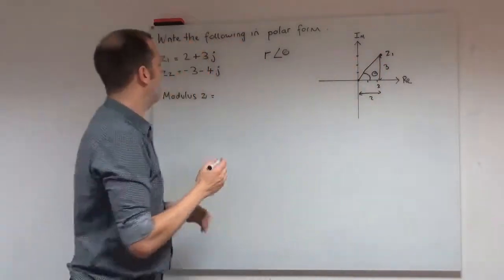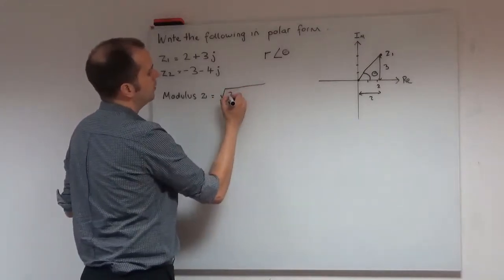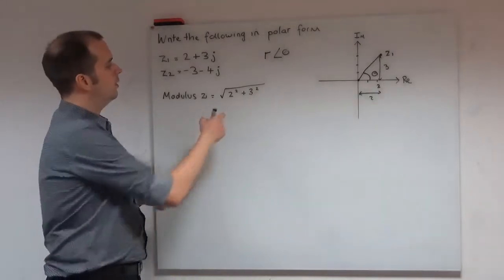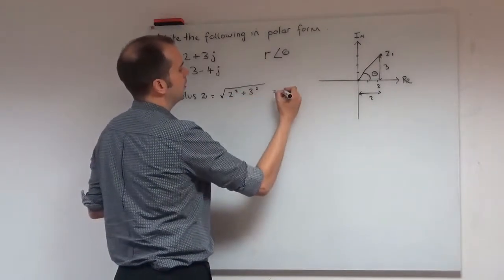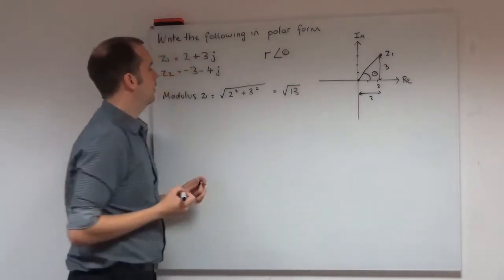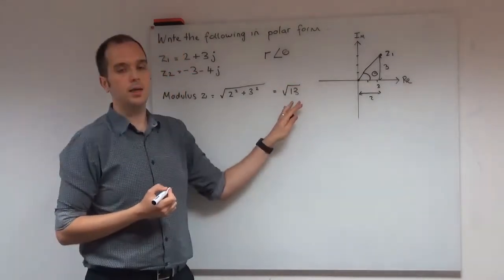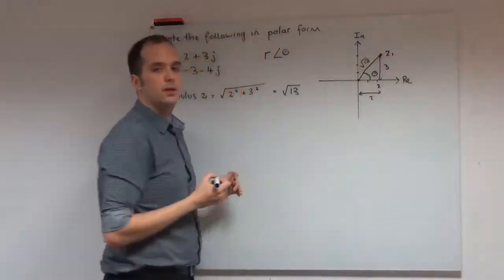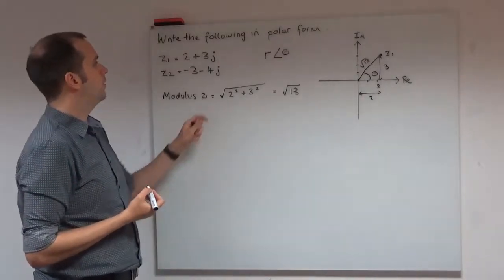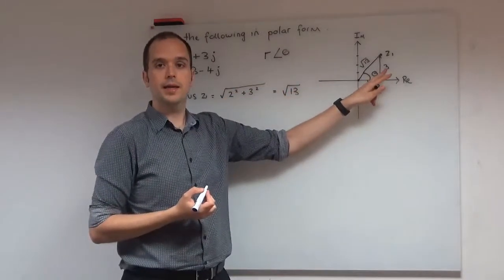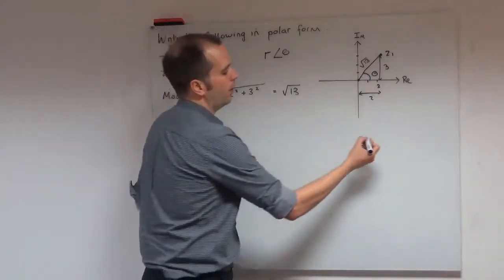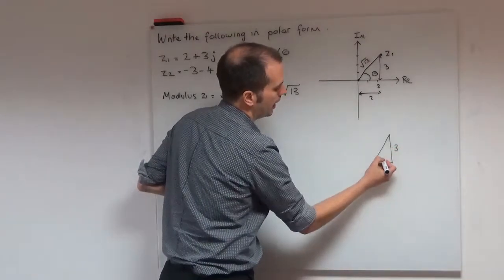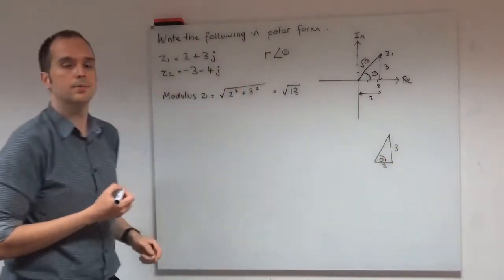and then to get that length there, I'm going to do the square root of 2 squared plus 3 squared. 2 squared plus 3 squared gives me 13. So I can say the modulus of Z1 is the square root of 13. So this length here is root 13. Now, to find my argument, I need to find the angle theta. Now again, this is a right angled triangle. 2, 3, and I want that angle theta.